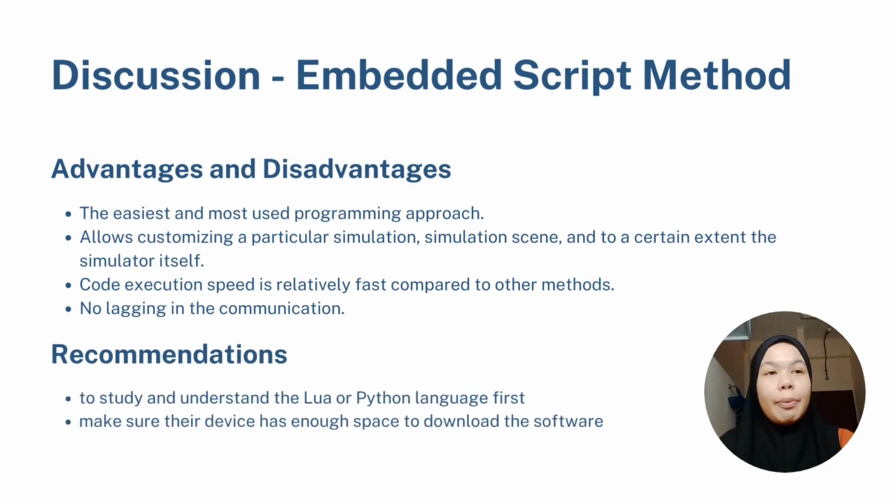For the discussion of this project, we discussed the advantages and disadvantages and also some recommendations about the embedded script method. An embedded script is one of the methods used to do the simulation of the painting robot and pick and place robot. This is the easiest and most used programming approach. This method allows customizing a particular simulation scene, and to a certain extent the simulator itself. With this method, the code execution speed is relatively fast compared to other methods, and there is no lagging in the communication of this method.